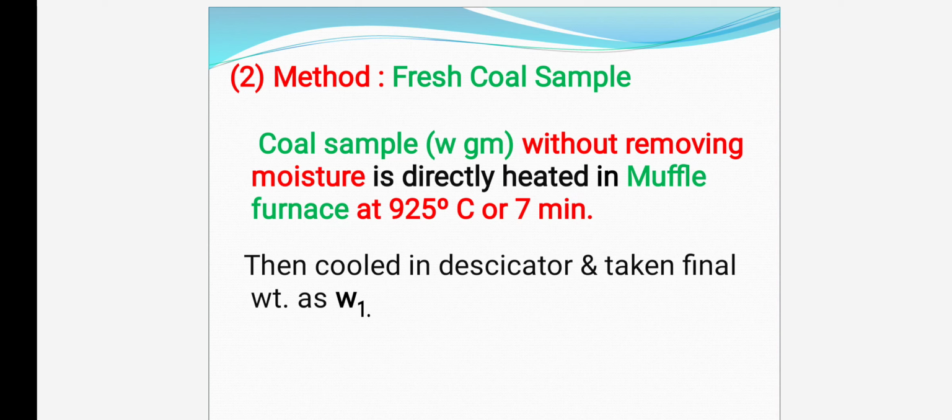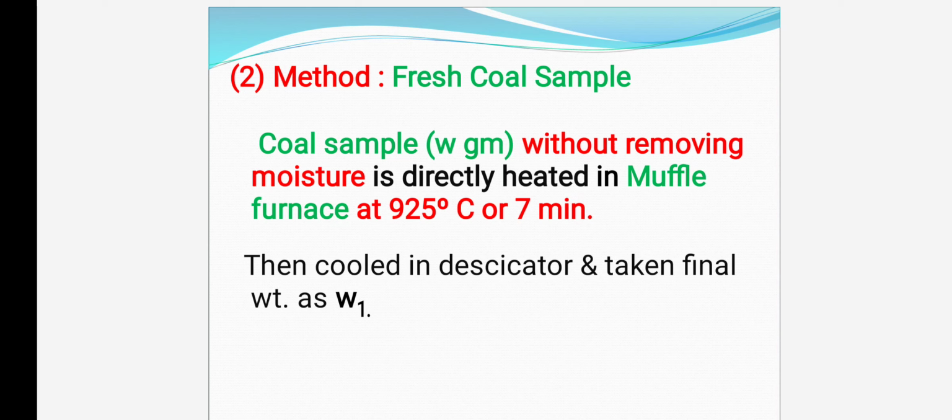If you heat in a muffle furnace directly, in one shot, moisture as well as volatile matter both will get removed from the coal at a time, simultaneously. So as usual, after the 7-minute treatment, you have to cool in a desiccator and take the final weight as W1 gram. Consider the initial weight as W gram, so the final weight after the 7-minute treatment becomes W1.